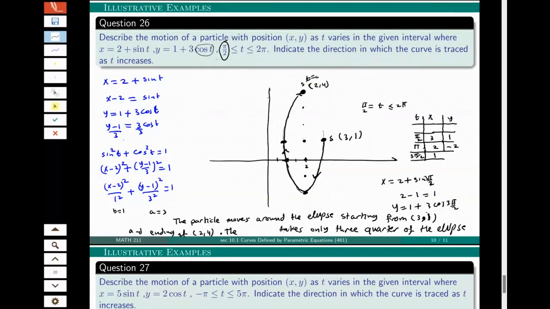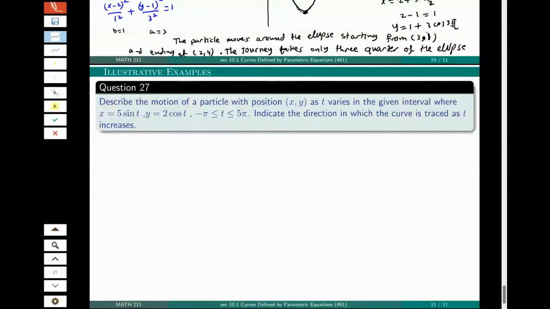So let's say the journey takes only 3/4 of the ellipse. Okay. Now, the last question in this section, describe the motion of the particle. Now, it says describe the motion.